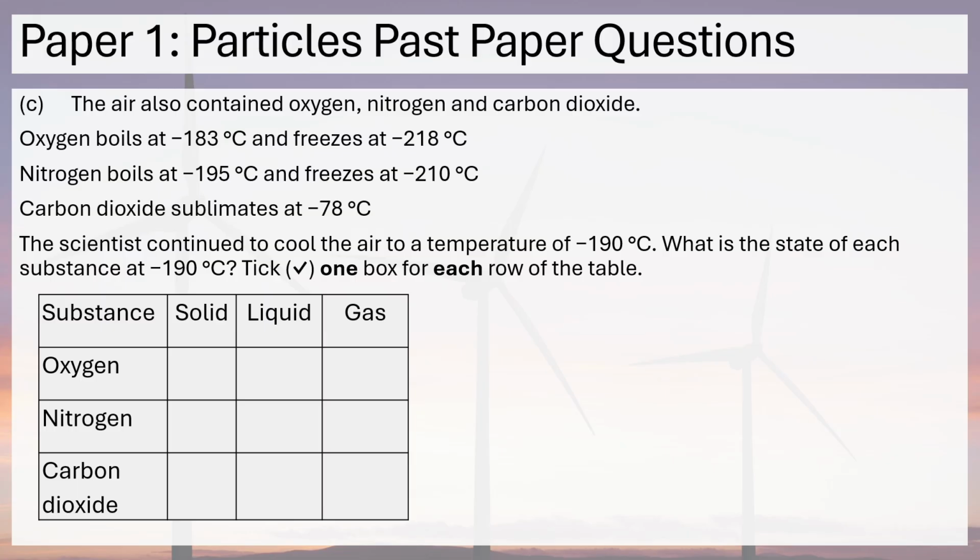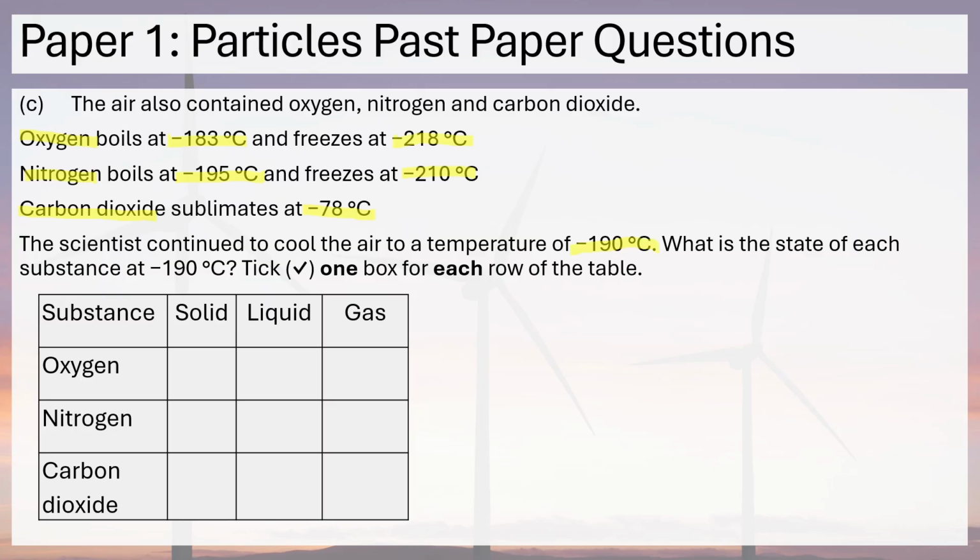So we're told that the air in our container also contains oxygen, nitrogen and carbon dioxide. And then we're given this information. So oxygen is going to boil at minus 183 and freeze at minus 218. Then we're told that nitrogen boils at minus 195 and it freezes at minus 210, and carbon dioxide sublimates at minus 78. Remember, sublimate means it goes straight from a gas to a solid. It doesn't go through a liquid phase. So the scientist cools the air to minus 190 Celsius. What is the state of each substance at minus 190 Celsius?